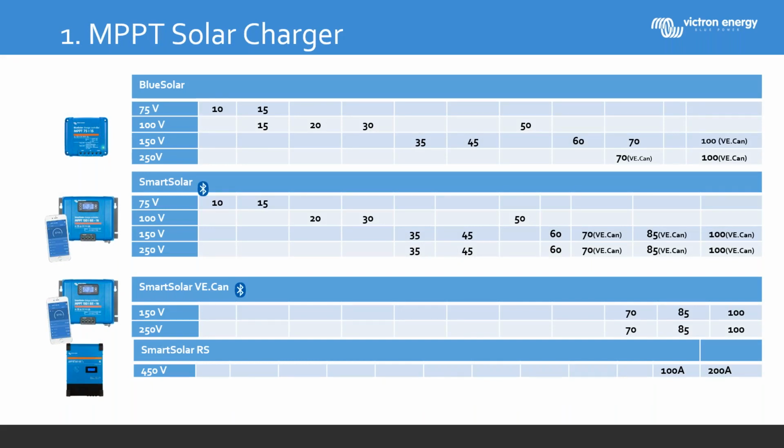So the range looks like this. The top range is the blue solar. Those are the ones without Bluetooth. Still very successful around the world.